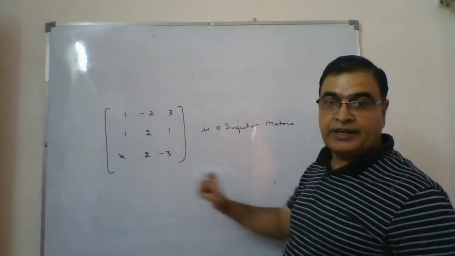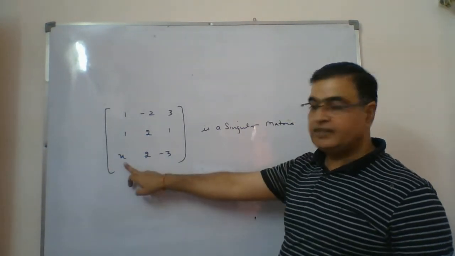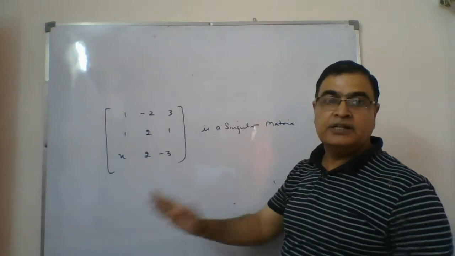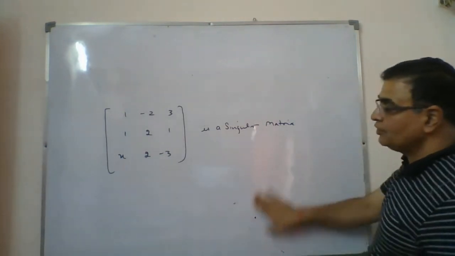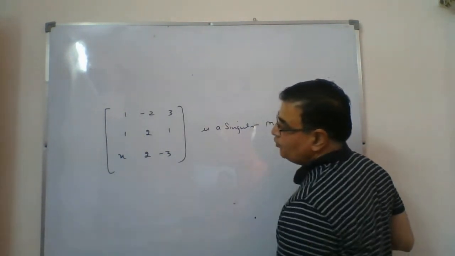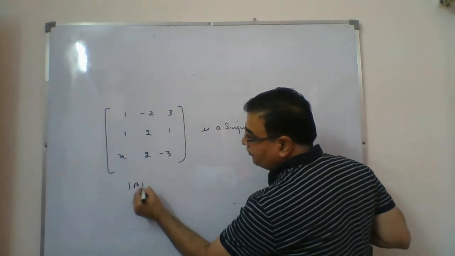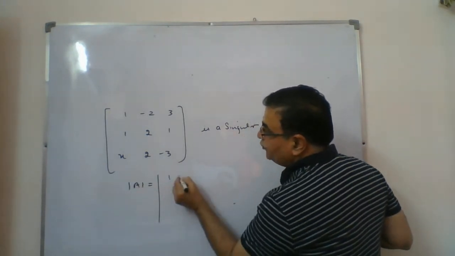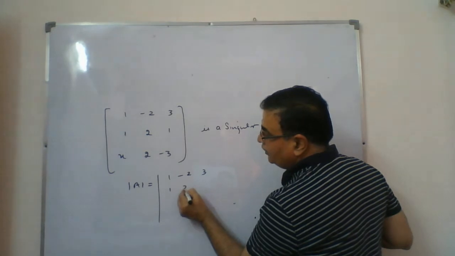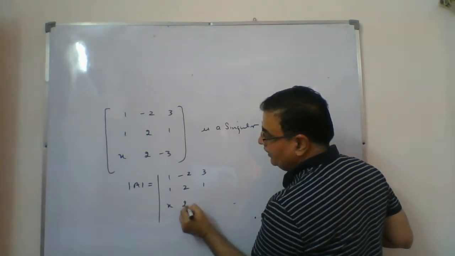My question is, find out what x should be. This x should be calculated if it is a singular matrix. So now we should know it. First, what you should do is find its determinant value. The determinant is of the matrix with rows 1, minus 2, 3; 1, 2, 1; and x, 2, minus 3.